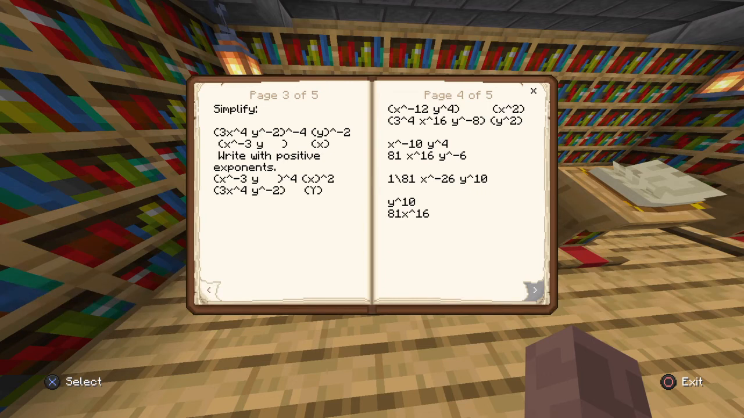The last thing we want to do, since we're writing with positive exponents, is make our exponent value of negative 26 into a positive. Doing this, we'll have to flip some numbers here, and we'll get y to the power of 10 over 81 x to the power of 16, and that will be our final answer.